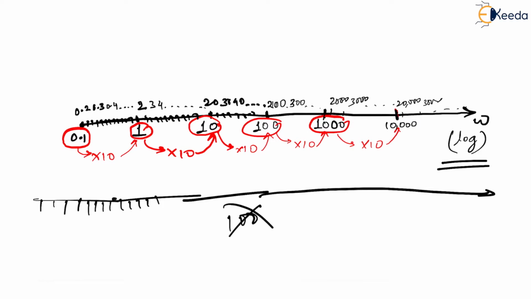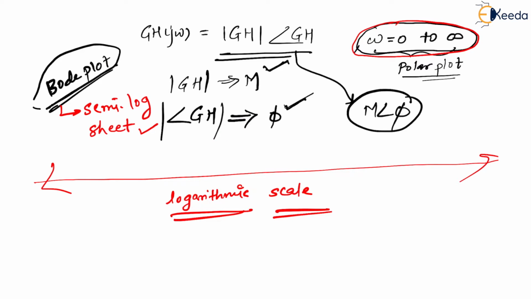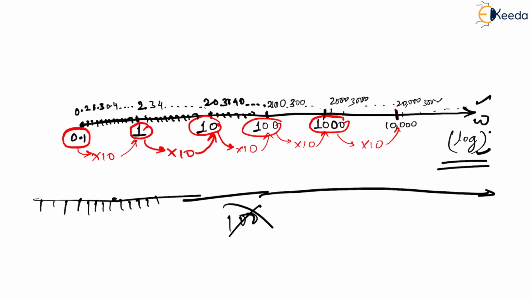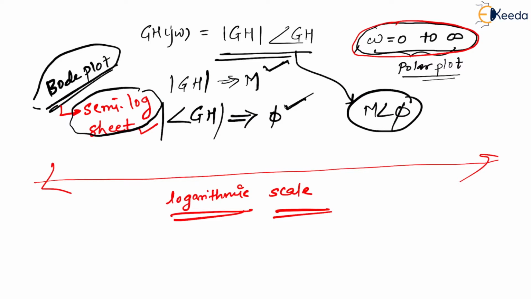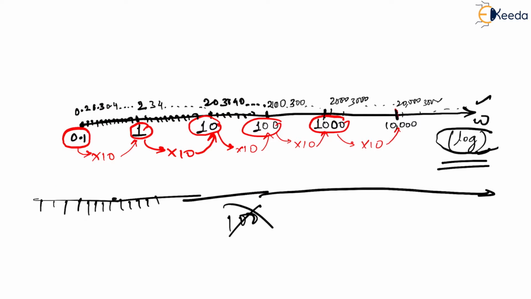So this was about the one axis which we call the logarithmic axis. Now a student asked me, sir, you said that we use a semi-log sheet. When omega goes from 0 to infinity, we use a logarithmic scale, so the sheet should be called a logarithmic sheet. Yes, you are right. But why do we call the sheet a semi-log sheet? The answer is that the other axis that you have will have gain, which will be given in dB.